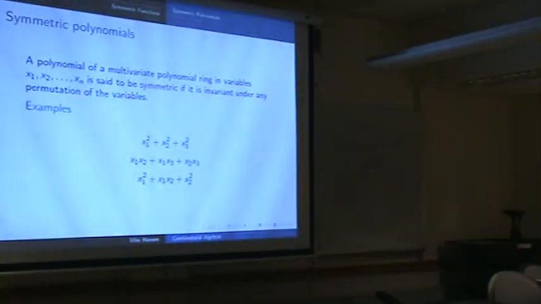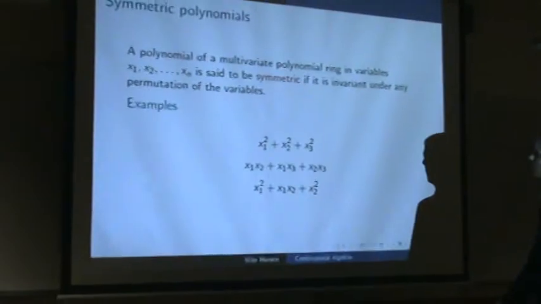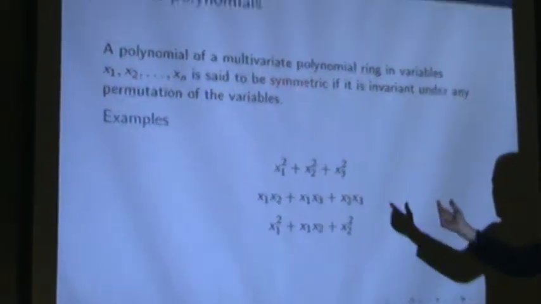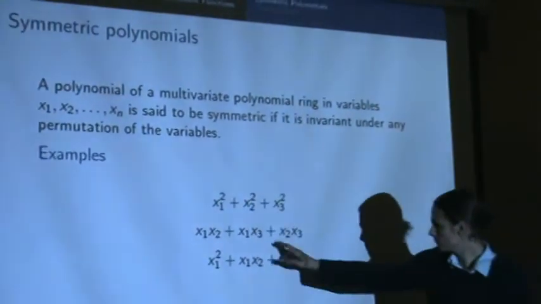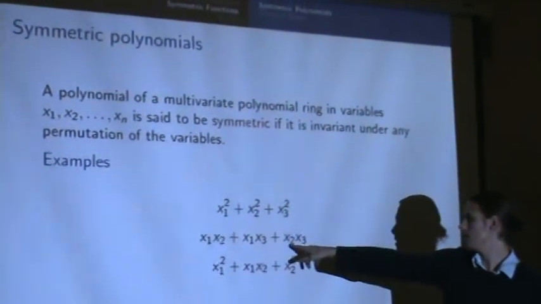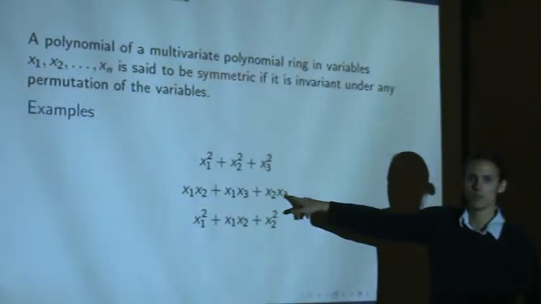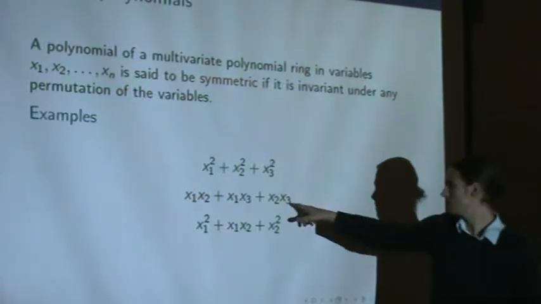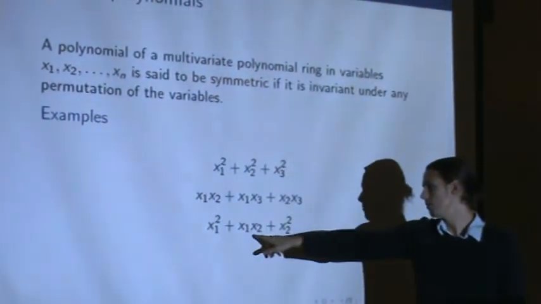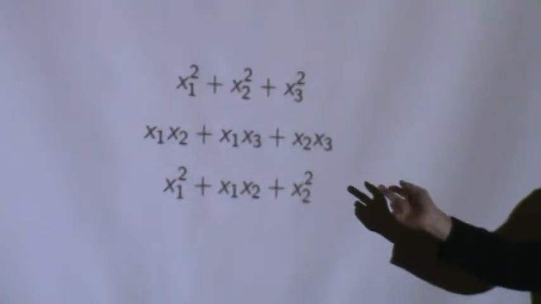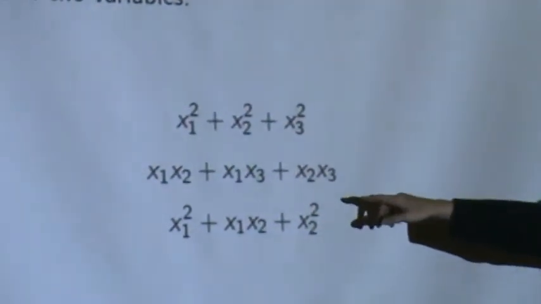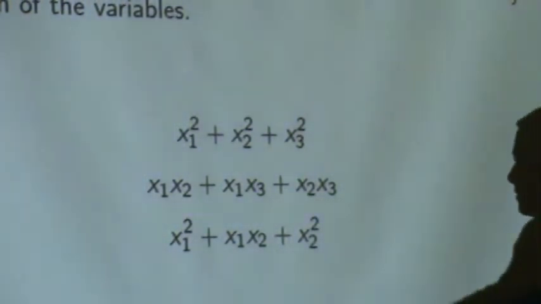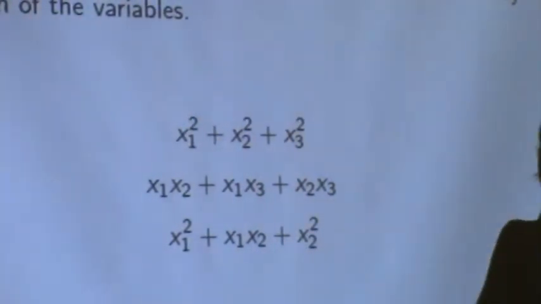Some examples of these are, say, x1 squared plus x2 squared plus x3 squared. We can swap any of the variables and we still get the same thing. Or we can look at all subsets of size 2 of the variables. If we swap anything, we'll still get a subset of size 2. So this is symmetric. Or you could look at the sum of all the monomials of degree 2. If you swap any of the variables, you'll still get a monomial of degree 2. So this function is also symmetric.